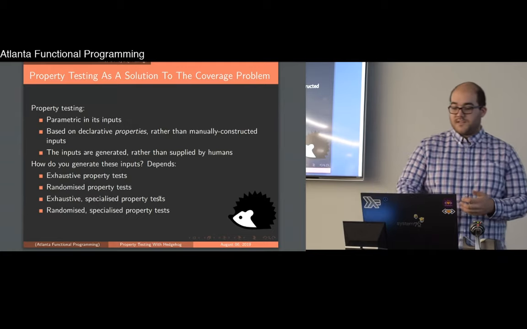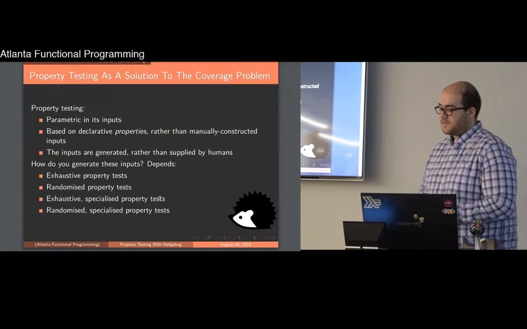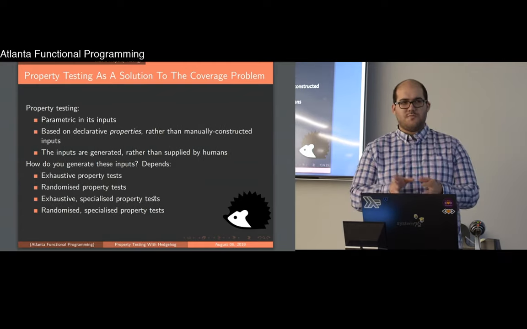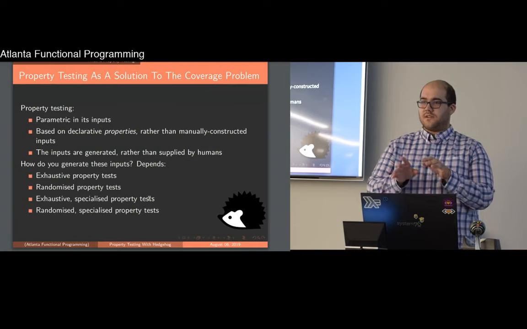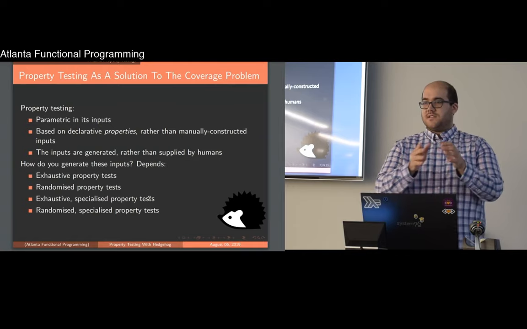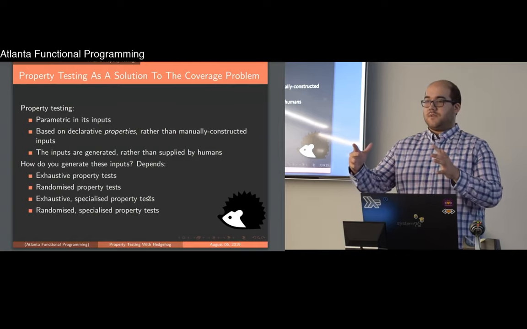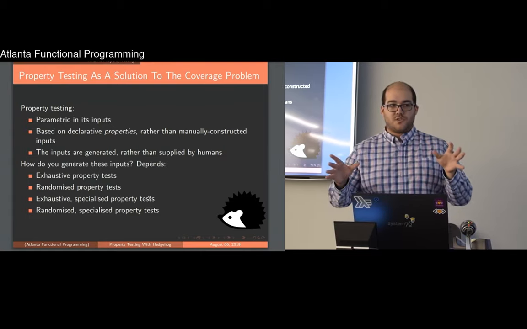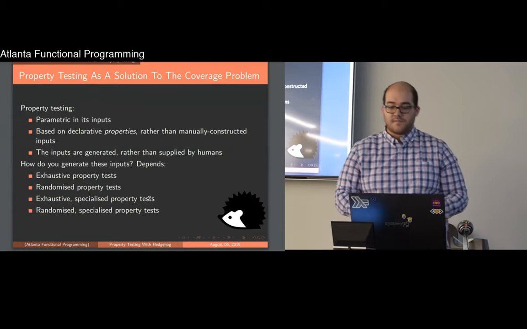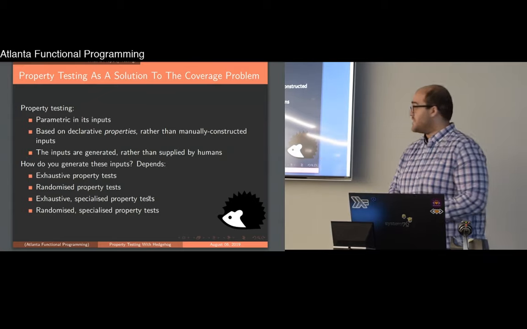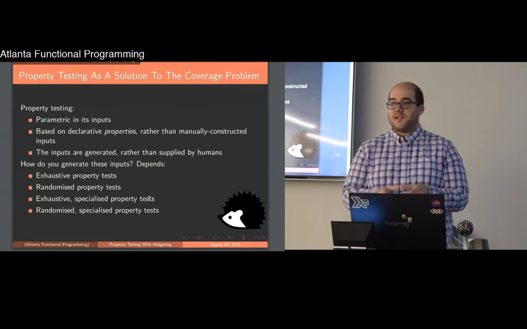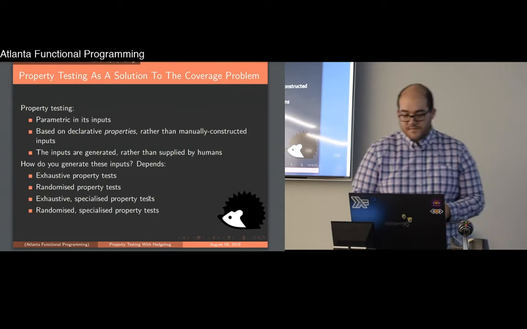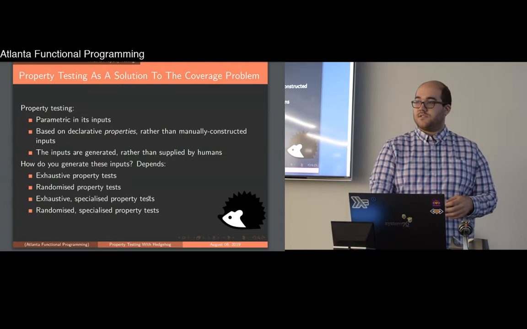And then there are exhaustive specialized property tests. Specialized is a little vague here, but basically what it refers to is you pick a subset of your input space, and it's the exact same as the exhaustive property test, right? You enumerate the whole thing, but you're just doing a subset of it. And randomized specialized ones are where you have a subset, but it's randomly generated. Does that make sense? Any questions?